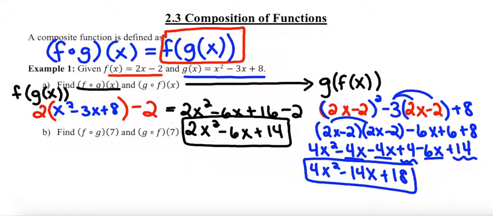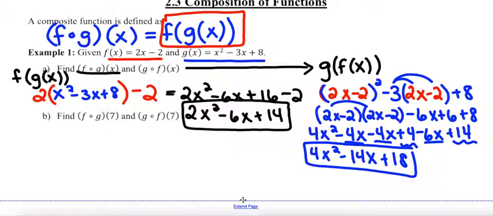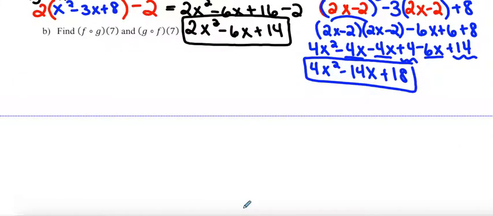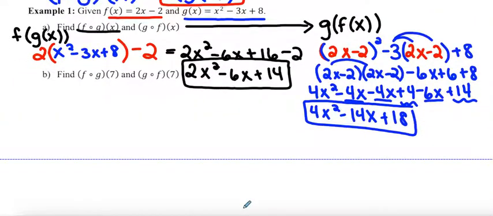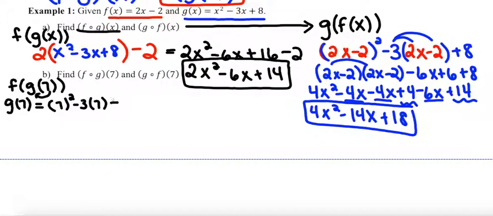All right, part B of this example. Give myself a little more room here. I'm going to go ahead and do f of g of 7. So I'm going to rewrite this. F of g of 7. All right, starting inside, put 7 into g. So g of 7 is going to look like 7 squared minus 3 times 7 plus 8.